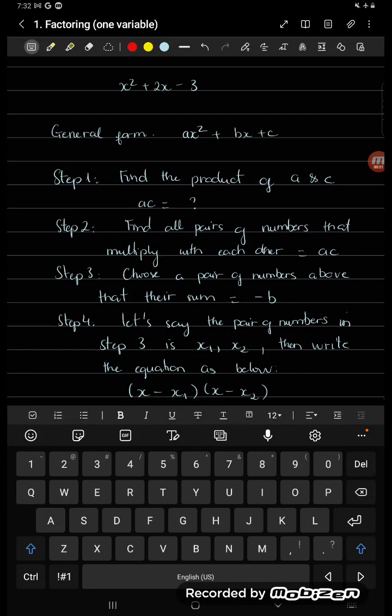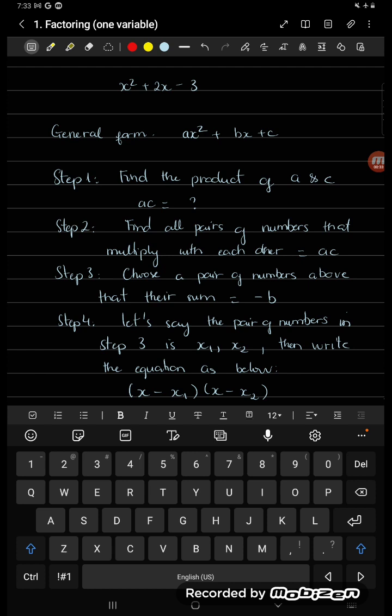Hi guys, our lesson today is about factorization of a one-variable equation. For example, if we have the general form ax squared plus 2x subtract 3, how can we factor this into a product of two terms, or two factors, like x subtract something times x subtract something?